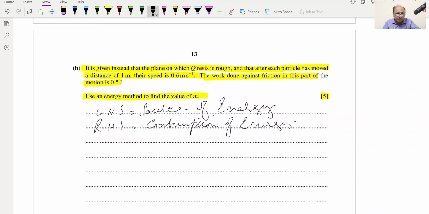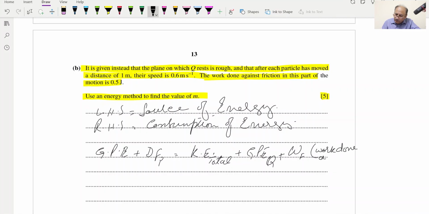We can take gravitational potential energy first, plus this one driving force, this will be dF on P, which will be equal to kinetic energy, the total kinetic energy, plus gravitational potential energy of Q, plus the work done against friction.